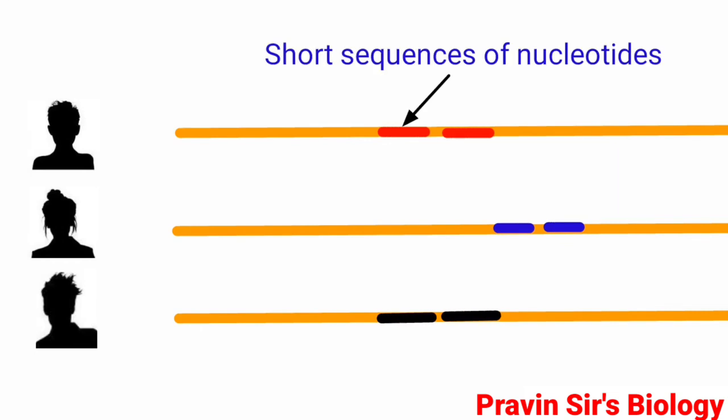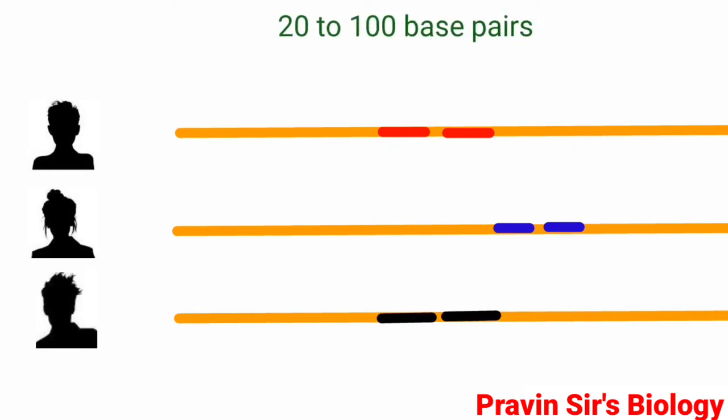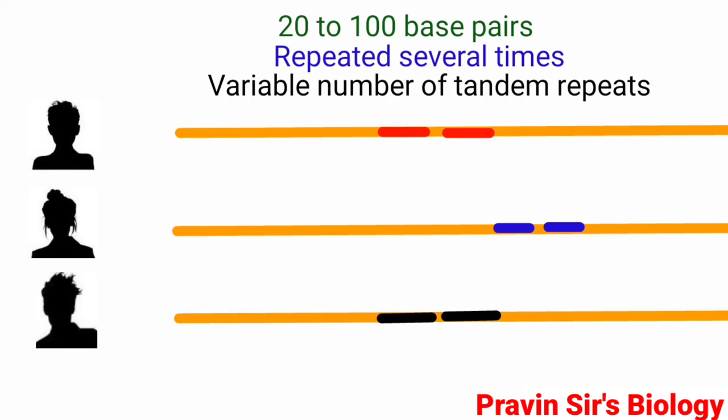About 99.9% of the nucleotide sequence in all persons is the same. Only some short sequences of nucleotides differ from person to person. In the population, every person shows unusual sequences of 20 to 100 base pairs which are repeated several times. They are termed variable number of tandem repeats, VNTRs.